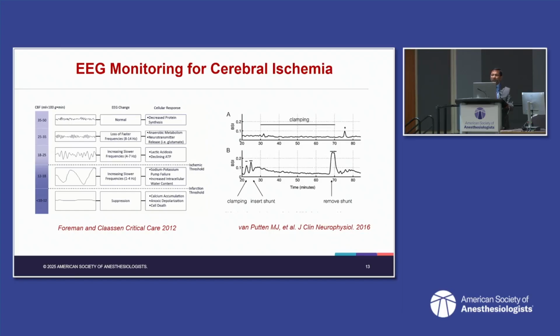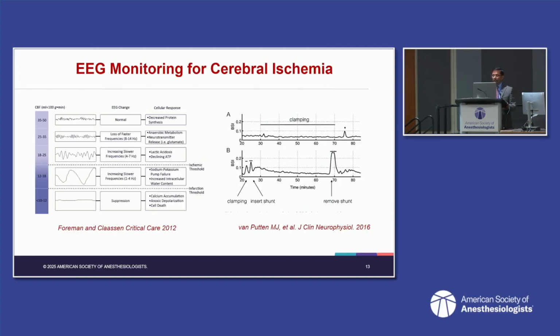What you have on the y-axis is the brain symmetry index. It's basically looking at the symmetry of the EEG on both sides, both cerebral hemispheres, and seeing if there's a change on the side that has the carotid cross clamp. On the top panel here is a patient where the clamping leads to no change and cerebral perfusion is adequately maintained. But in the bottom, you see that asymmetry actually increases the moment the clamp goes on.